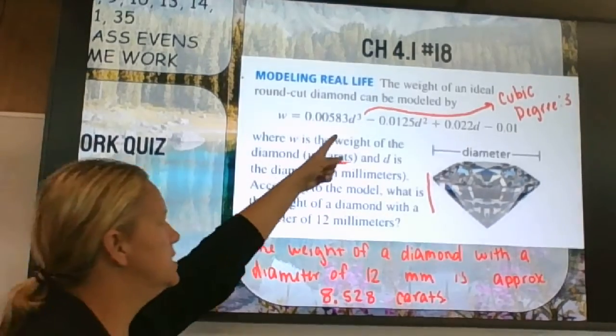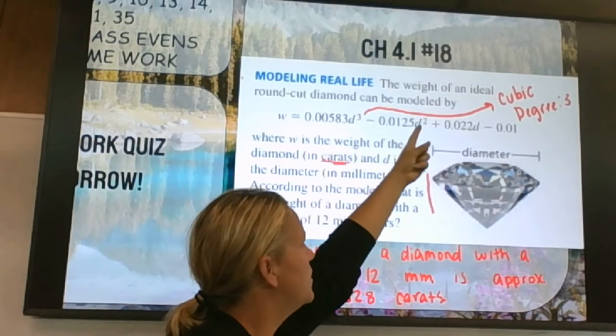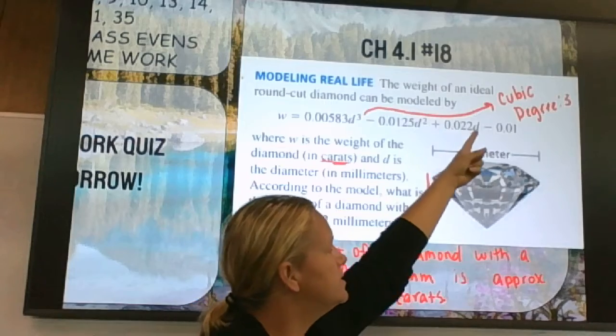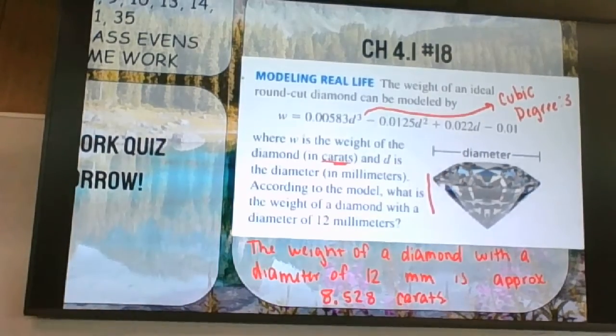So you plug in 12 here. You do 12 to the third before you multiply it. 12 squared and then multiply it. 12 times this. And actually, you can put it all in your calculator at once with parentheses, right? Any questions here on plugging in and evaluating? All right, let's look at your homework done for Friday.